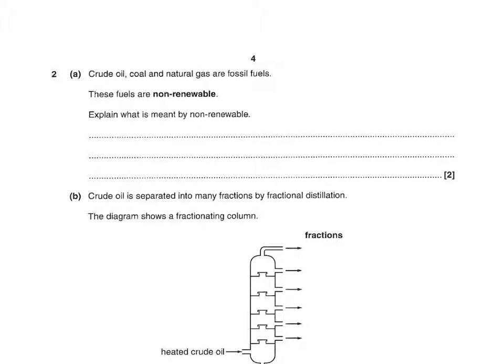Crude oil, coal and natural gas are fossil fuels. These fuels are non-renewable. Explain what is meant by non-renewable. So first mark is saying that they take a long time to form, or they take thousands or millions of years to form. And the second mark is saying that they are used up faster than they are formed, or they cannot be made again, or they can't be replaced. We would also get that mark.